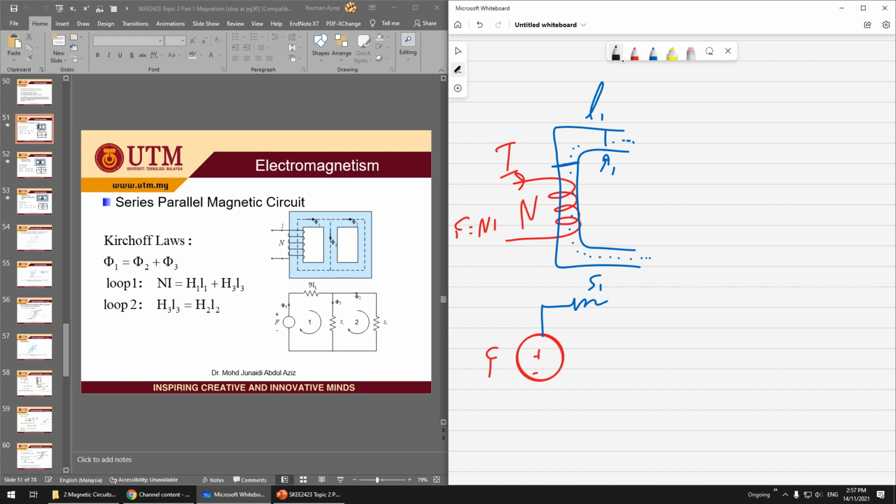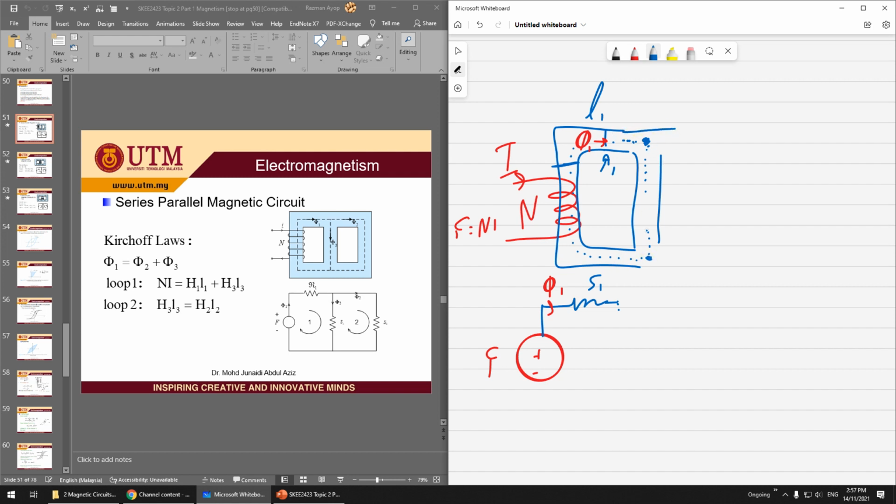Next, at the center here, before I forget, this is the flux. The flux flowing here is flux 1. Next is the center part. Did we stop here at the center? Go until here, this is the length. Make sure the length is at the center.